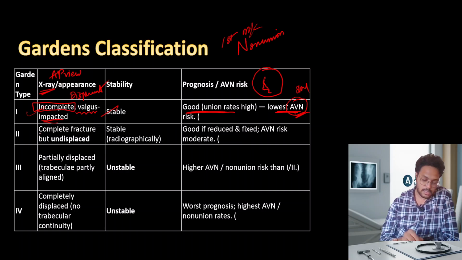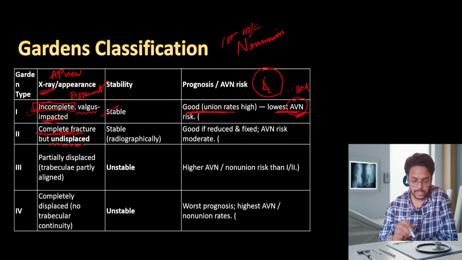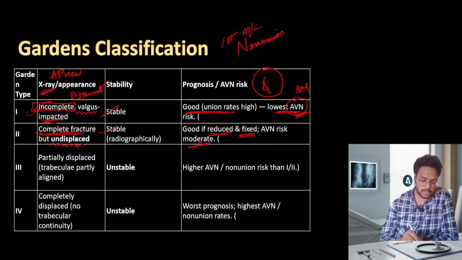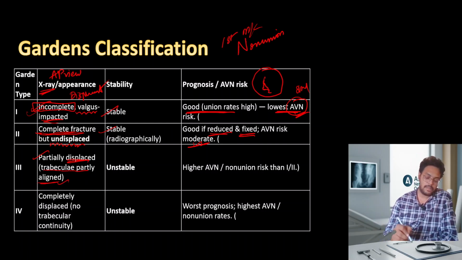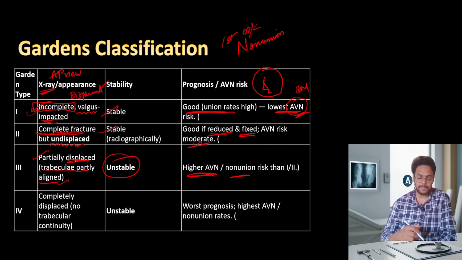Next, second is a complete fracture of the neck but undisplaced. Type 1 is incomplete, second is an undisplaced complete fracture and it is still stable on the radiograph. If reduced properly and fixed, AVN is a moderate risk. Third is a partially displaced fracture, where the trabeculae are partly aligned. The head and neck region is partially displaced, still the trabeculae are aligned, but it's an unstable fracture and there is a higher chance of AVN and non-union risk when compared to type 1 and type 2.